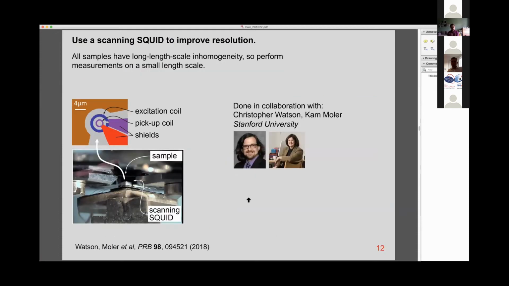To improve resolution, my colleagues at Stanford, Kam Moler and Chris Watson, performed scanning SQUID microscopy on strontium ruthenate. So here's the essential configuration of the setup. There is an excitation coil around a pickup coil. This pickup coil is coupled into a SQUID. The measurement is of the mutual inductance between these two coils. When we bring the sensor close to a superconducting material, the Meissner screening of that material screens these coils from each other, and that mutual inductance decreases.